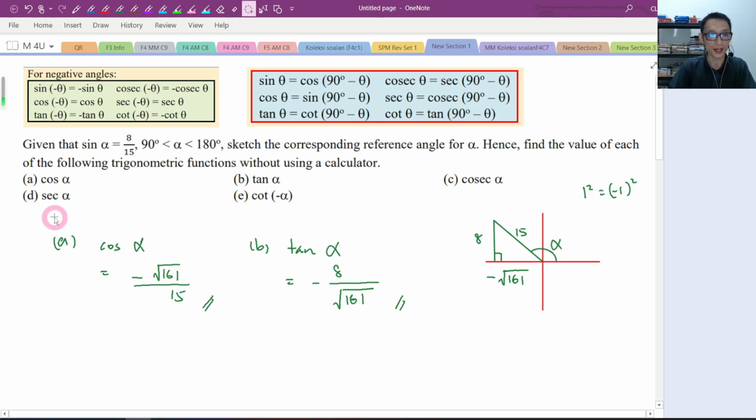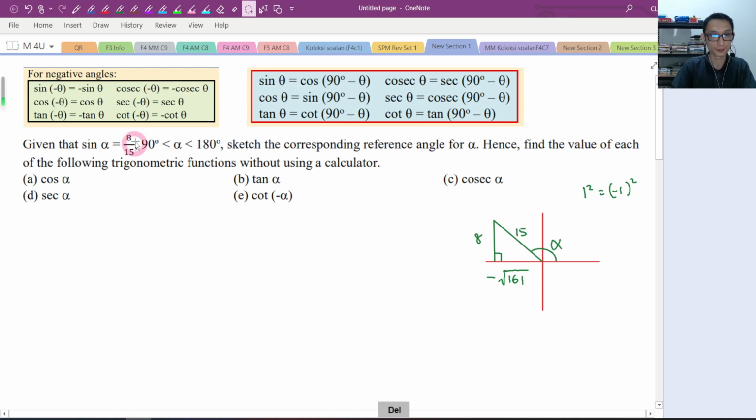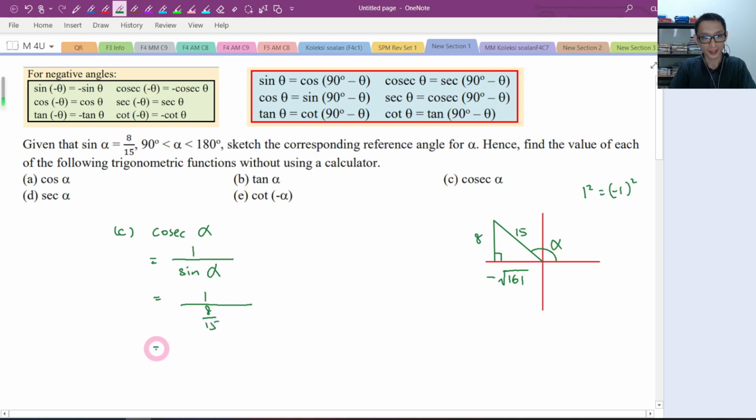Okay, this is the answer for part B. Now let's go to part C. Cosecant alpha. This is 1 over sine alpha. Sine is given by the question. We don't have to refer to this diagram, just copy this one. 8 over 15, and 1 over 8 over 15 is actually equal to 15 over 8. Okay, this is the answer for part C.